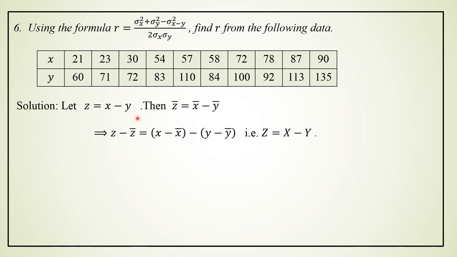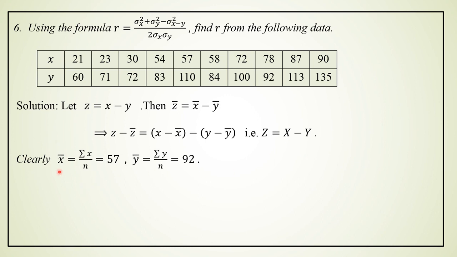So let z be equal to x minus y, so that z bar is equal to x bar minus y bar. Then the difference z minus z bar is equal to (x minus x bar) minus (y minus y bar). So z minus z bar, let me choose it as capital Z, x minus x bar as capital X, and y minus y bar as capital Y. So that I have capital Z is equal to capital X minus capital Y.